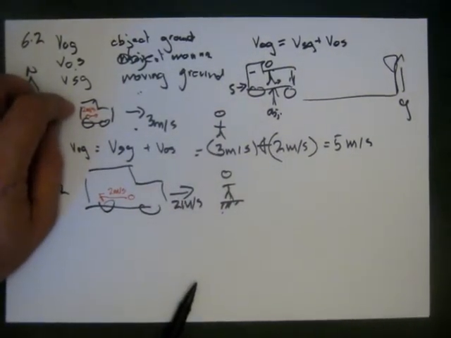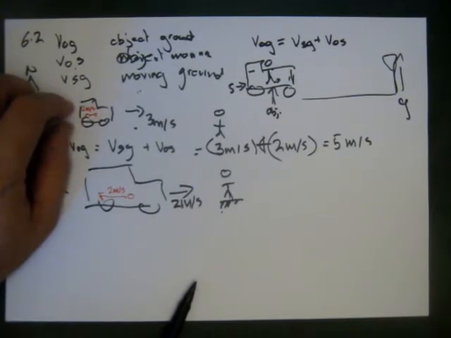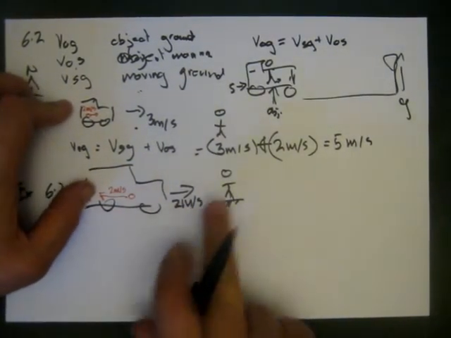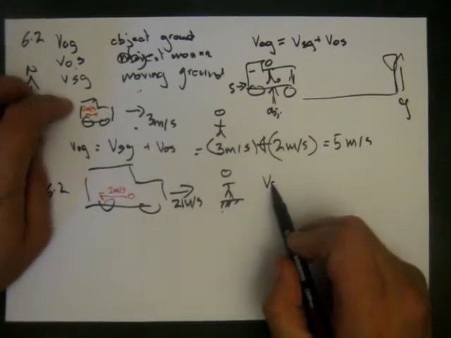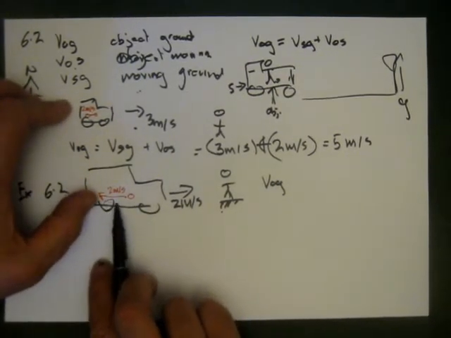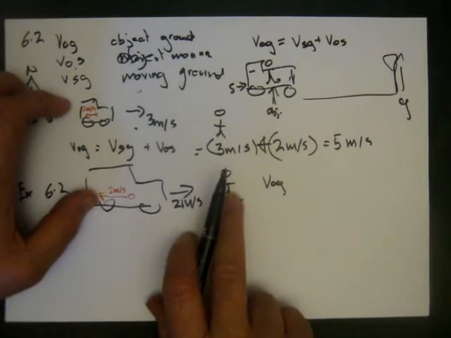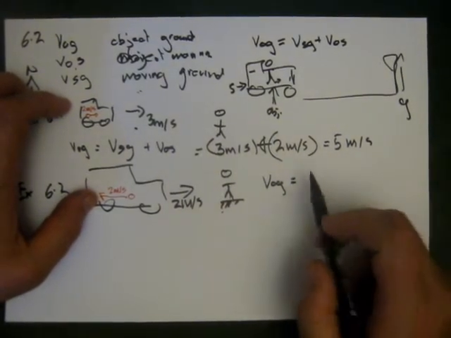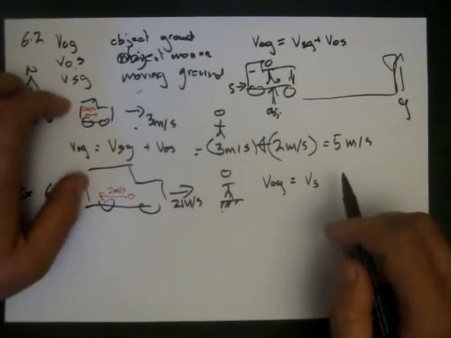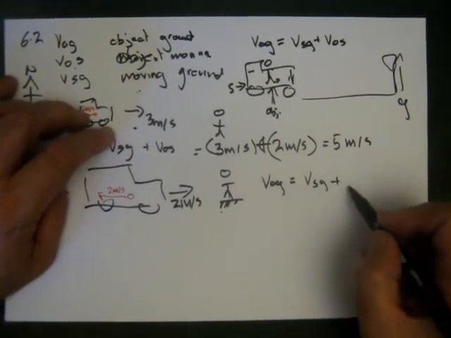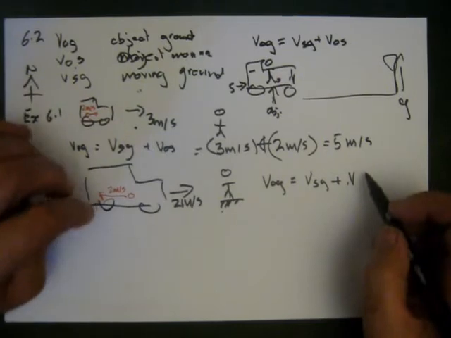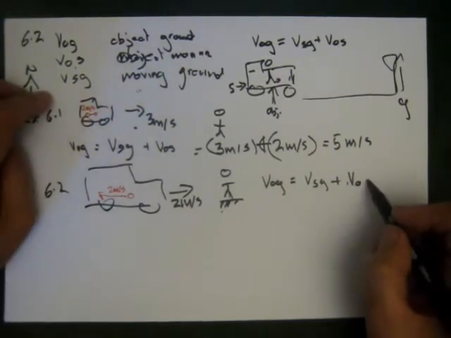How fast is that actually going, that ball travelling relative to me? So again we go VOG, the velocity of the object, in this case of the ball, relative to me, equals the velocity of the van relative to me plus the velocity of the object relative to the van.